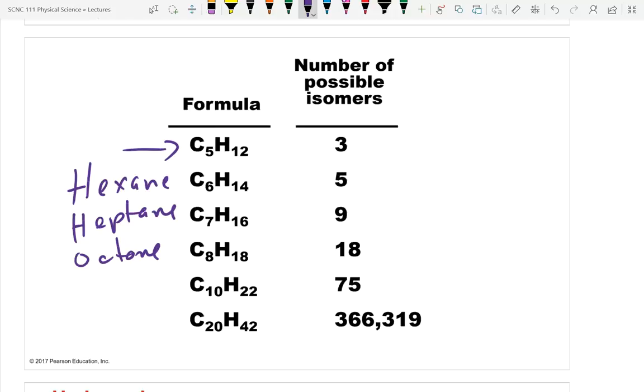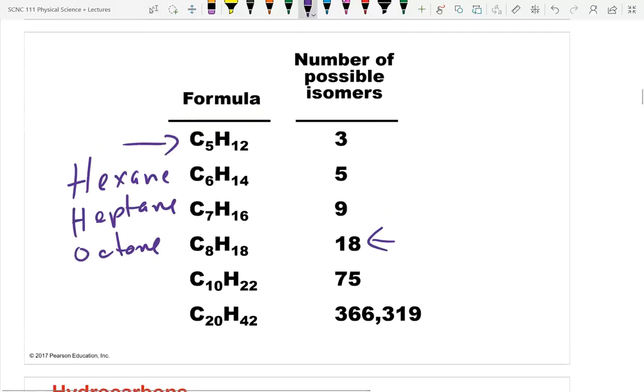But you can see that by the time you get to octane, there are 18 different ways of configuring to make octane. So it gets more complicated. You get to 20 carbons. There's 366,000 ways of making a hydrocarbon with 20 carbons and 42 hydrogens. It suddenly doesn't seem so amazing that we have 13 million known organic compounds when you have over 1/3 of a million just in carbon 20, hydrogen 42.